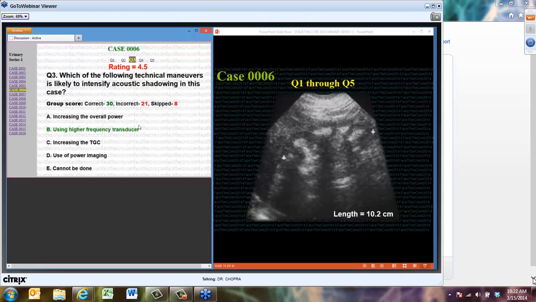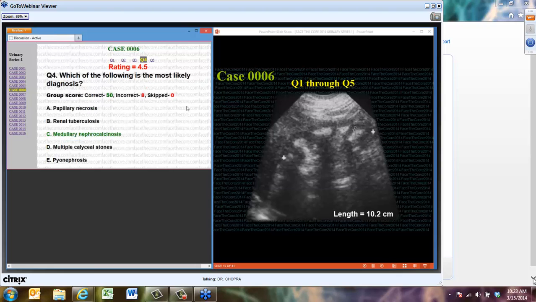So no need for power imaging, that is color for flow. Increasing the TGC is not going to do anything. Increasing the overall power will just make the image brighter. Using a higher frequency transducer is important. Considering that half of you did not get this question, I would suggest to all of you to go to your ultrasound department and play with the controls a little bit. That will give you a much better idea as to how to deal with different situations that arise in ultrasound.